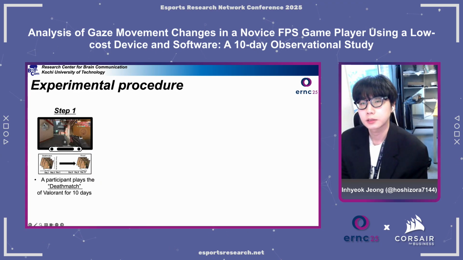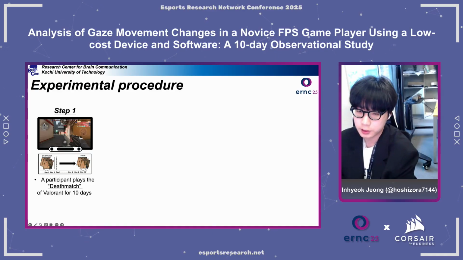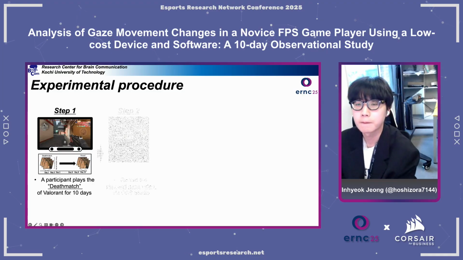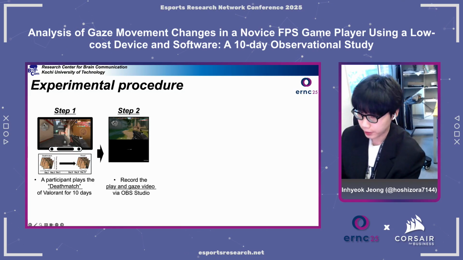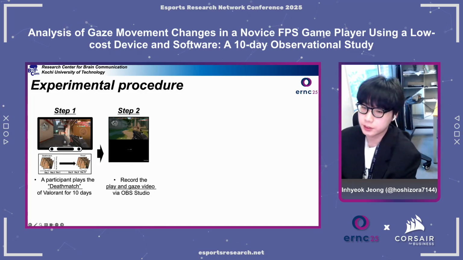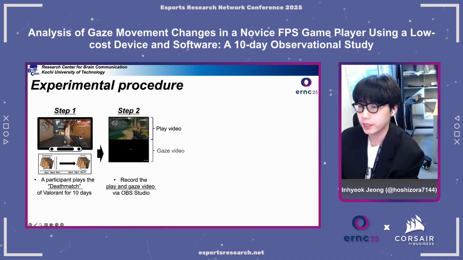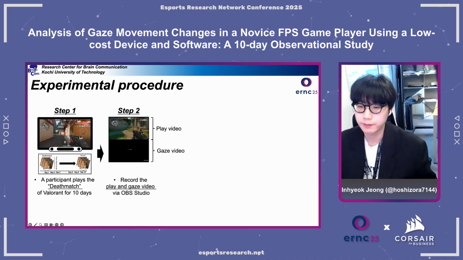So this is the experiment procedure, what I was doing. In step one, the participant plays the deathmatch of Valorant for 10 days. In step two, I record the play video and gaze video via OBS Studio. The upper part is the play video and the lower part is the gaze video. The participant cannot see the gaze video when they play a game.